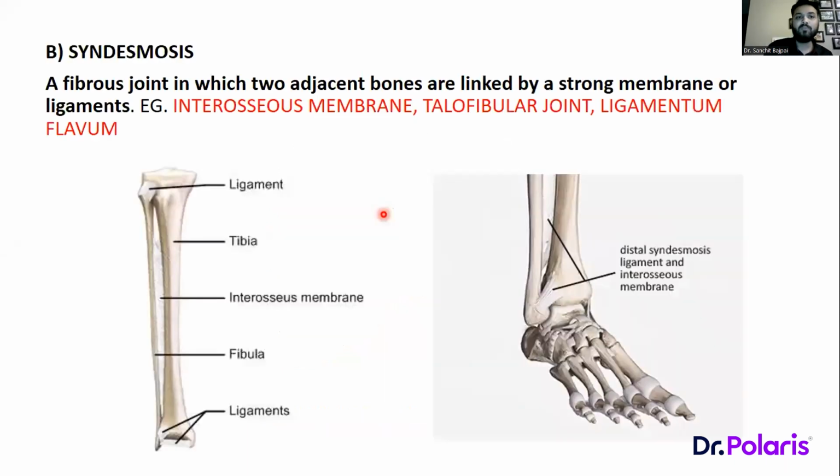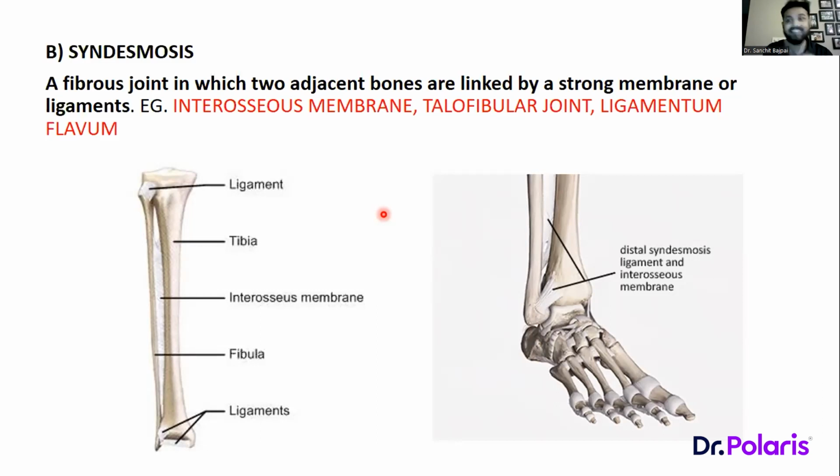Okay. Now I move on to the second type of our fibrous variety of joint. I'm still in fibrous. I told you three varieties. The second type of fibrous joints is called syndesmosis. Now, what do you understand by this term? Syn means again together. Desmosis means a union. Two bones getting united together.